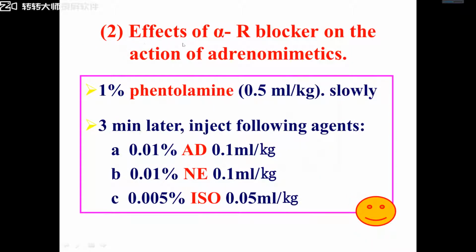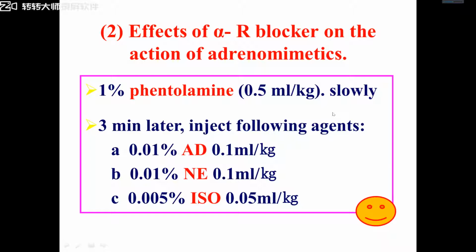Let's observe the effects of an alpha receptor blocker on the action of adrenomimetics. We have studied alpha receptor blockers. The drug is phentolamine. Later, we will use 1% phentolamine to block the alpha receptor. The dosage of phentolamine is 0.5 milliliter per kilogram. So our rabbit is about 2 kilograms, so we give 1 milliliter of phentolamine. And we use this drug.